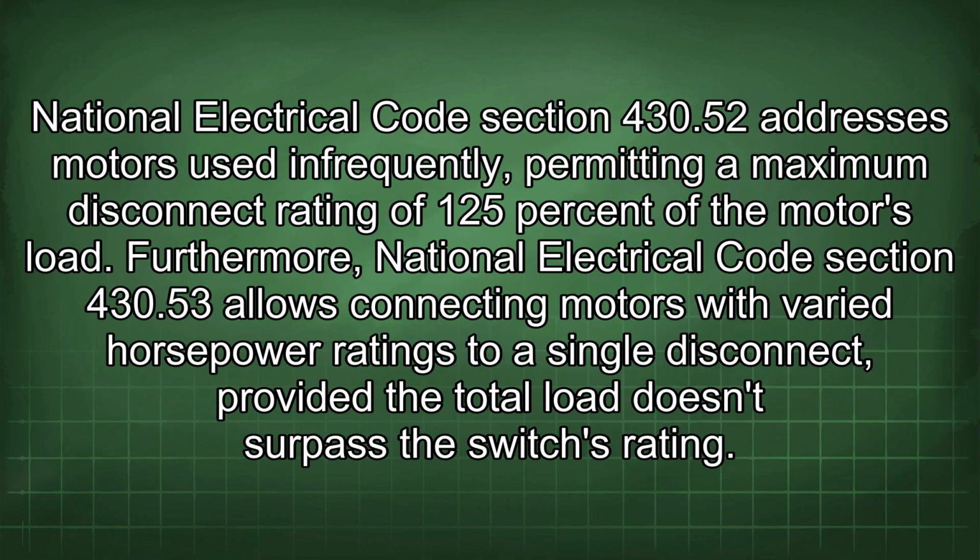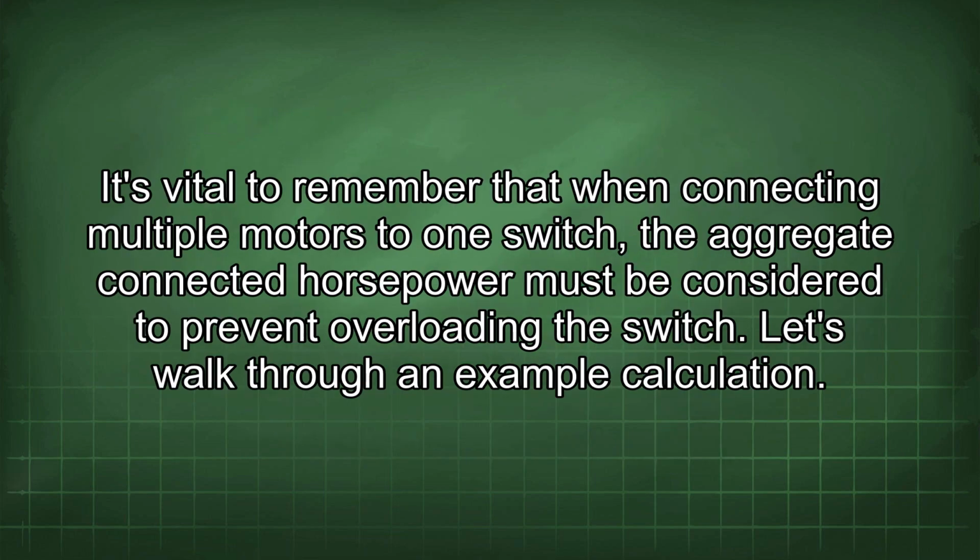National Electrical Code Section 430.52 addresses motors used infrequently, permitting a maximum disconnect rating of 125% of the motor's load. Furthermore, National Electrical Code Section 430.53 allows connecting motors with varied horsepower ratings to a single disconnect, provided the total load doesn't surpass the switch's rating. It's vital to remember that when connecting multiple motors to one switch, the aggregate connected horsepower must be considered to prevent overloading the switch. Let's walk through an example calculation.